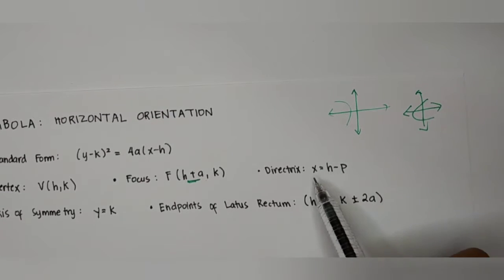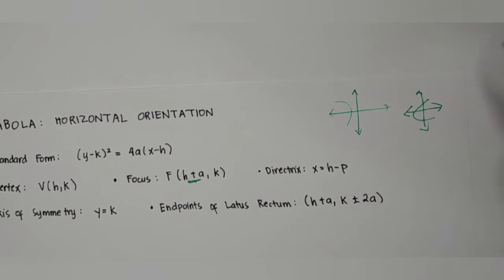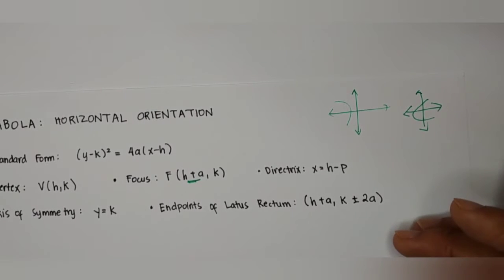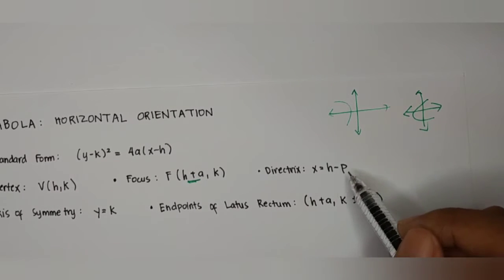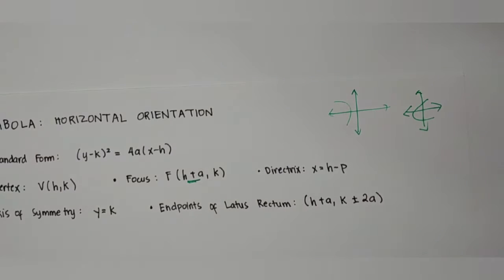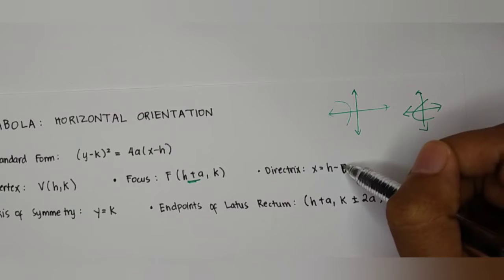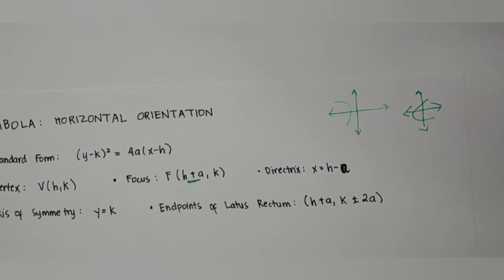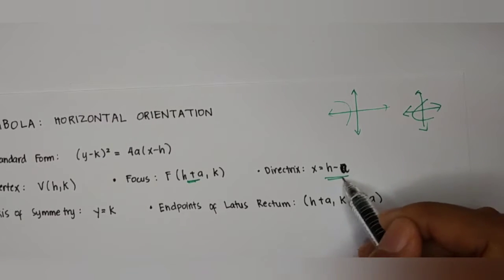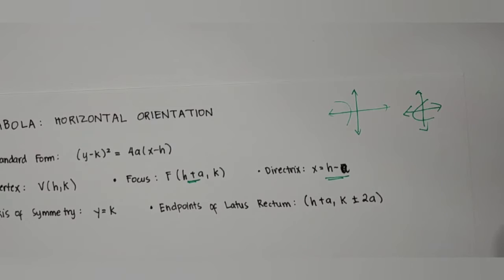Then, we have here our directrix. So, yung directrix natin, that is the line, di ba? That is a units away from our vertex. So, yung formula niya is x equals h minus a. So x equals h minus a, that is the formula for our directrix. Then our axis of symmetry, we have here y is equal to k.